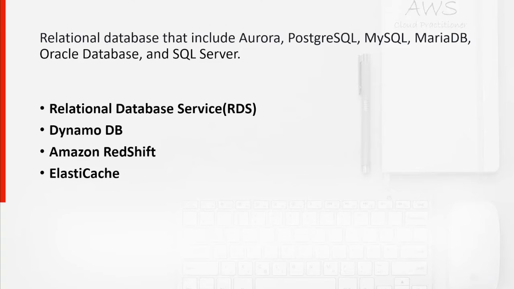All right, which is a relational database that includes Aurora, PostgreSQL, MySQL, MariaDB, Oracle Database, and SQL Server? RDS, Relational Database Service. So the keyword here is relational database and SQL.